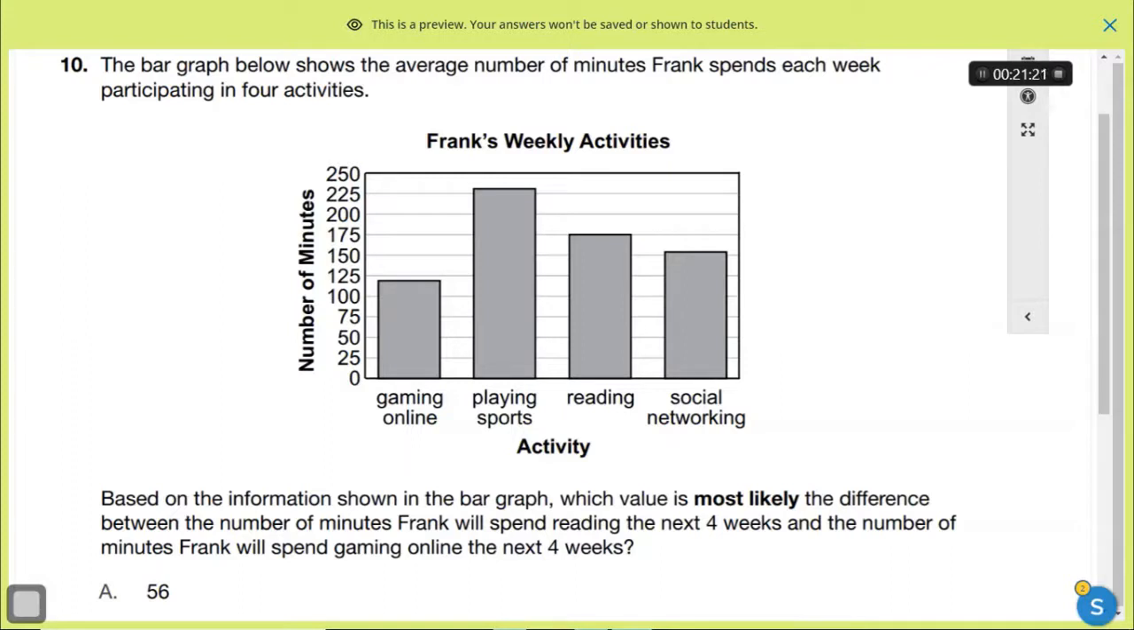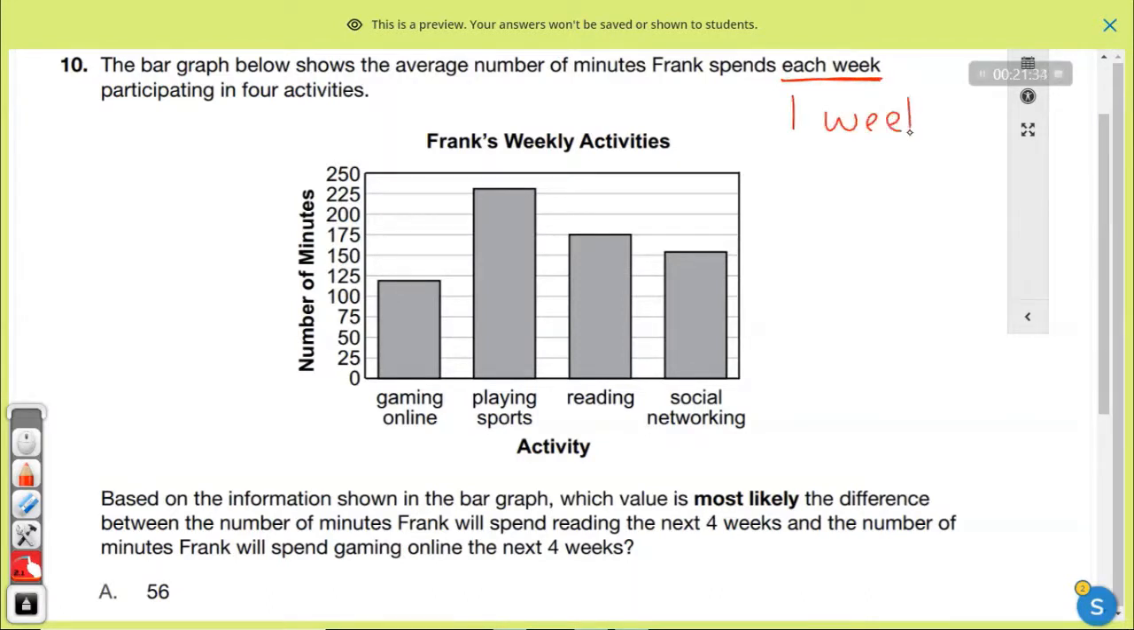All right, it's not going to ask you something straightforward. It's going to ask you to find information on the graph and then do something with that information. So be careful here. The information they're telling us is for 1 week only, but they're asking us to apply it to 4 weeks. So we've got to be careful with this. And don't look at the multiple choice options yet. Let's figure it out for ourselves.